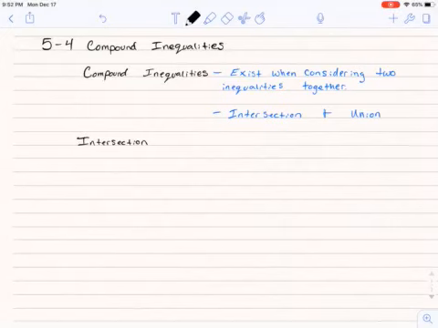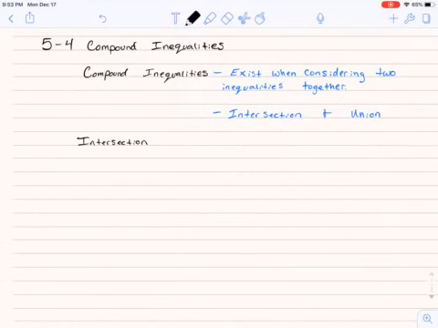All right, this is the notes for 5.4 compound inequalities. And in beginning to talk about compound inequalities, first we need to talk about what they are. Compound inequalities exist when we're taking a look at two inequalities together. So we're combining those two things.